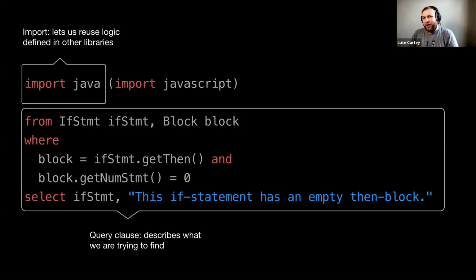Now finally, if we have a look at the last part of the query here, the select clause, this is actually what defines the result of the query. And here what we can see is we select an element in the program and a message that we're going to report for this element in the program. And this is how we report static analysis issues in your code base. It's a location in the code base and a message at that location. Now, one way to think of the select is that it's going to produce effectively a table of results, where the first column is if statements and the second column is the message associated with those if statements.